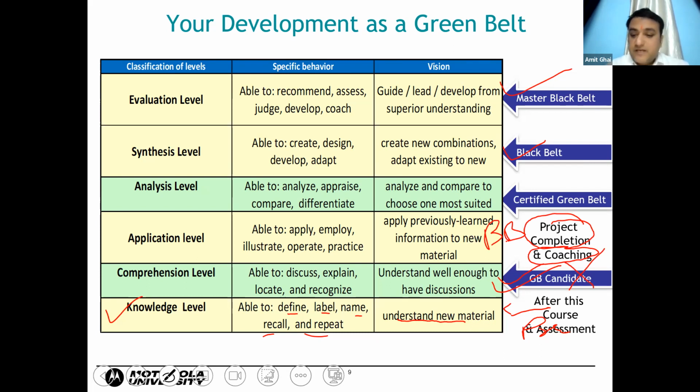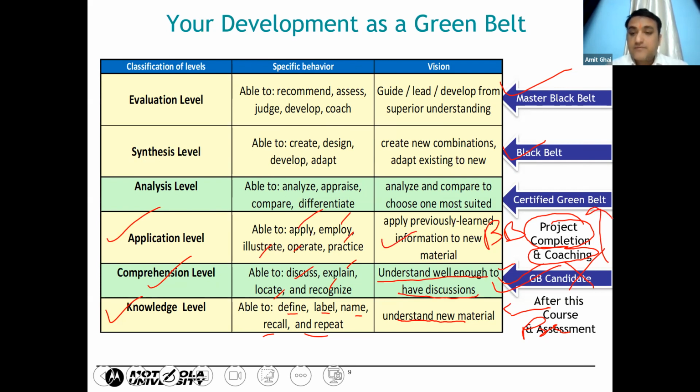Okay. What is the GB candidate? Comprehension level. You are able to discuss, explain, locate, and recognize the Six Sigma concepts, and you understand the Six Sigma statistics through your discussions. Once you start doing your project, you apply the concepts you have been taught: apply, employ, illustrate, operate, and practice. Then you become the green belt candidate. So here you are a green belt student, here you are a green belt candidate. The journey between a certified green belt and a green belt candidate is the project.